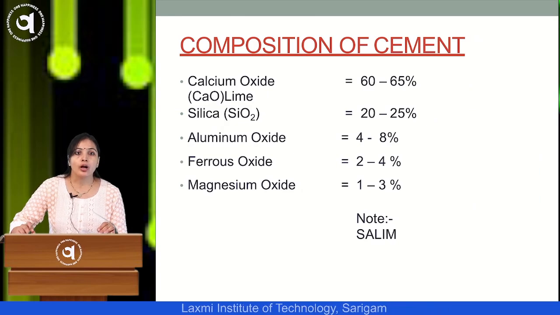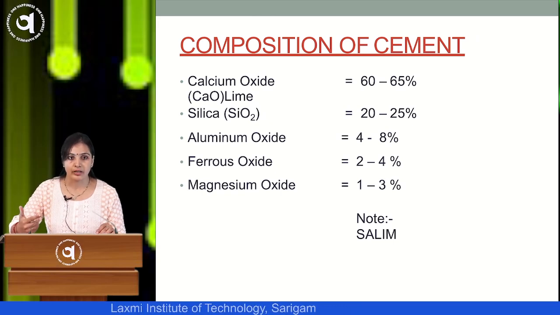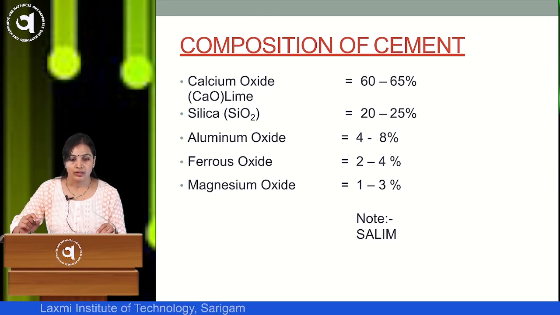Now we will talk about the composition of the cement. So these are the compositions of cement. Before going to the chemical composition, we should remember one note, that is SALIM. The best way to remember the composition of cement is SALIM.